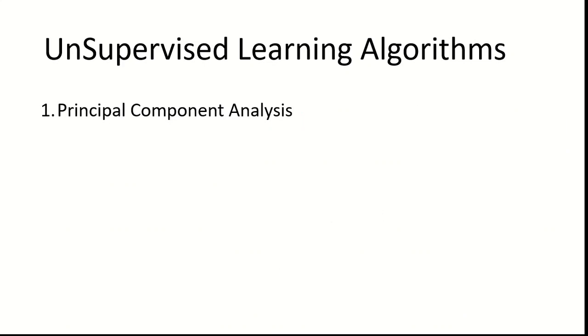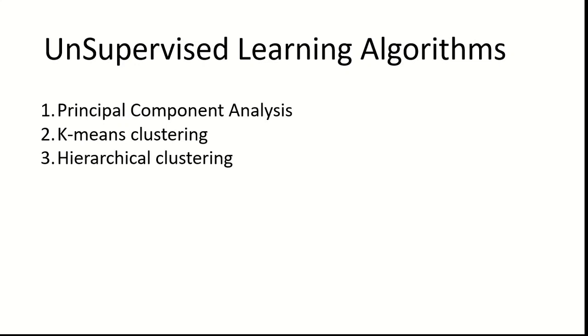When we consider unsupervised learning algorithms, some of the algorithms I have listed here. One is principal component analysis, or PCA. The second is K-means clustering, and then hierarchical clustering. We are going to discuss principal component analysis and K-means clustering in this lecture. So what does principal component analysis, or PCA, actually mean? It is basically used for dimensionality reduction.